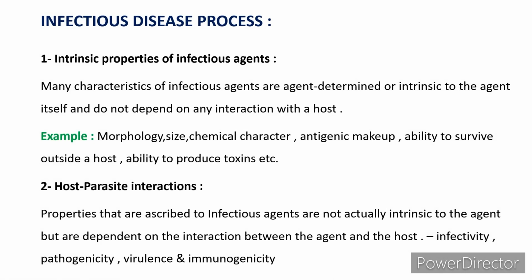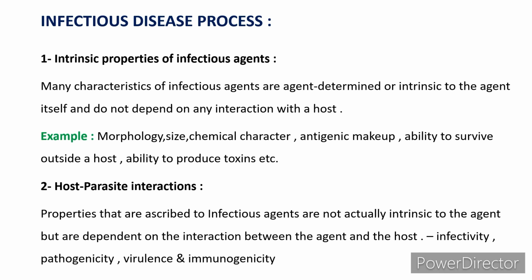So let's look into the components of the infectious disease process. Broadly, there are two types. One is the agent itself, and the second is the host-parasite interactions, or the host-agent interactions. In the first case, that is the agent itself, we have the intrinsic properties of infectious agents. Many characteristics of infectious agents are agent determined, or intrinsic to the agent itself, and they do not depend on any interaction with a host. Examples: the morphology of the agent, size, chemical character, antigenic makeup, ability to survive outside a host, ability to produce toxins, etc.